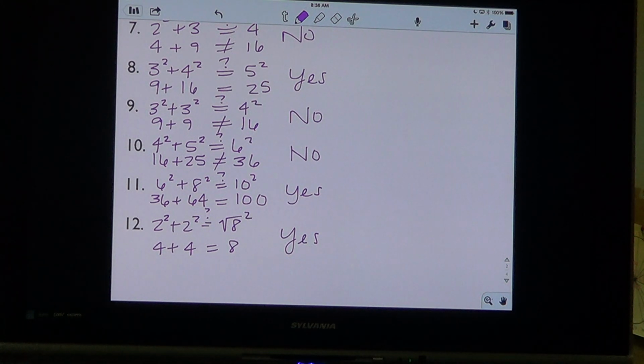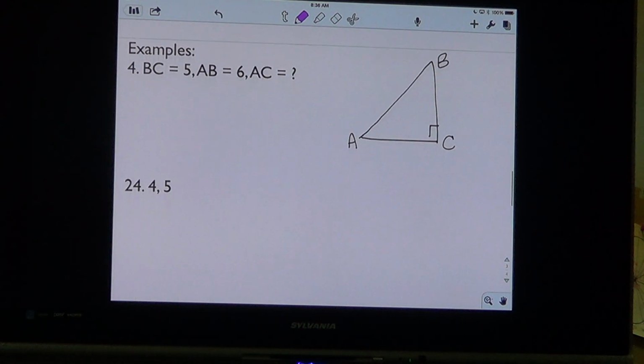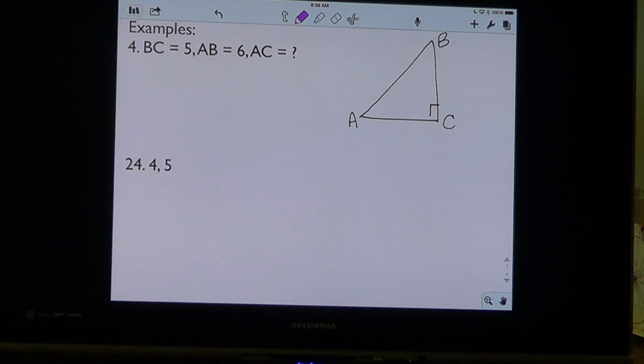Alright, we're not going to look at 13 through 18. So, your assignment. Anything else? Oh, I wanted to do a couple examples with you. I wrote them down. I forget that I do them. Let's do a couple examples from your assignment.